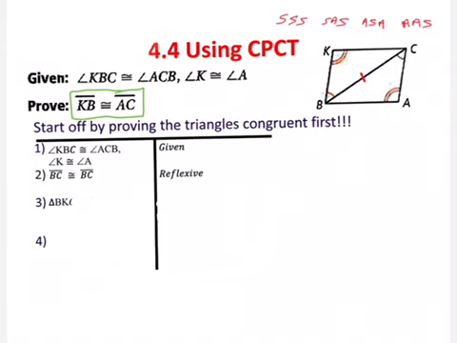Now I have enough information to show angle-angle-side congruence. So now I can state that triangle BKC is congruent to triangle CAB by angle-angle-side congruence. If the two triangles are congruent, I am now able to show that side KB, which corresponds to side AC, is congruent. So I'm going to say that KB is congruent to AC by CPCT.